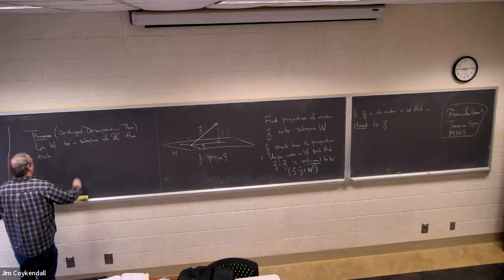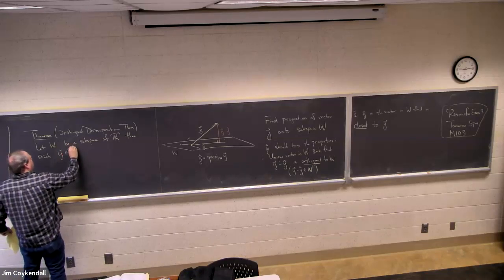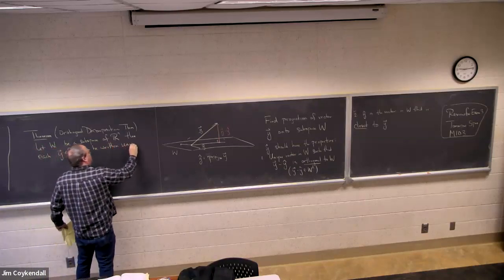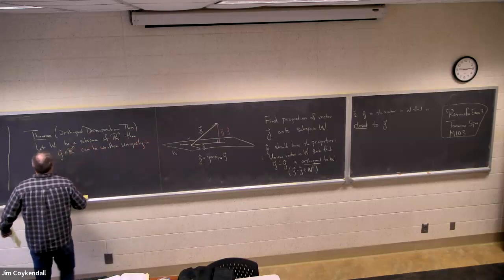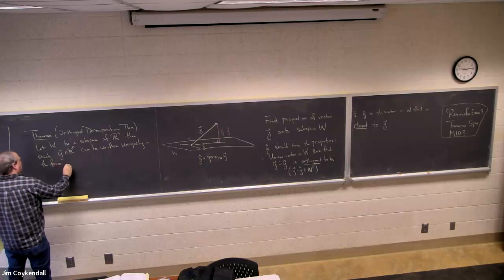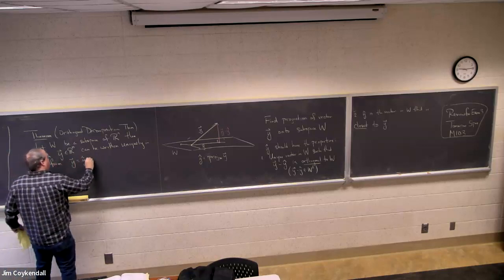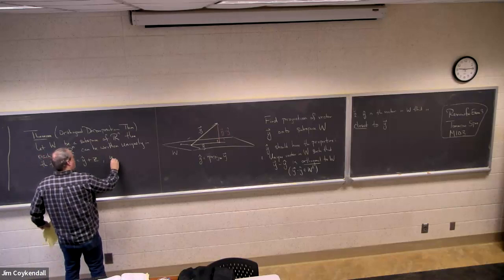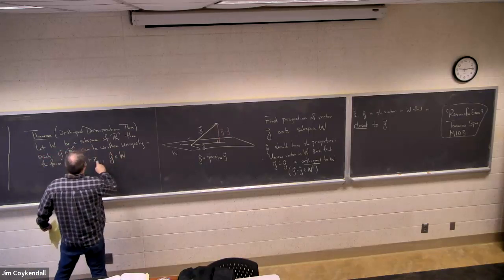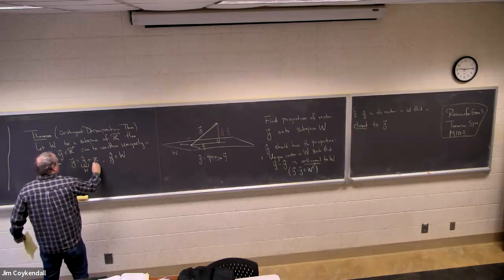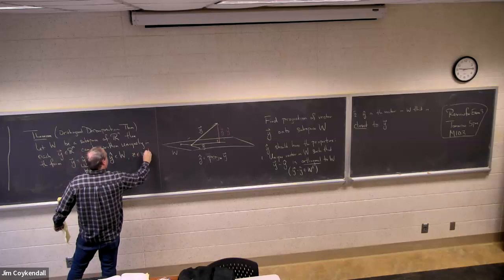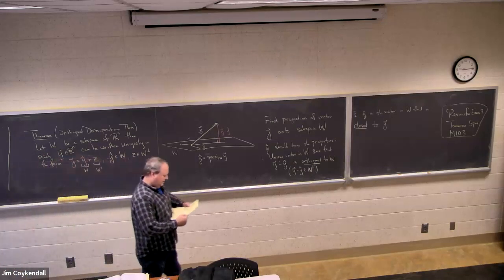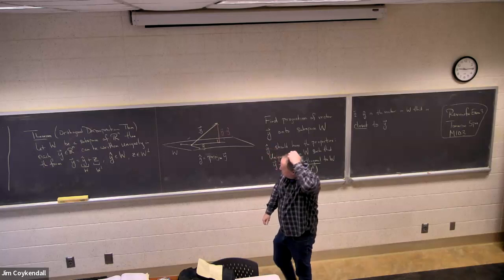Right. Then each y in Rn can be written uniquely in the form y is y hat plus z, with y hat in W and z in W perp. I'm not done with the theorem yet, but I just wanted to say something about this at this point.